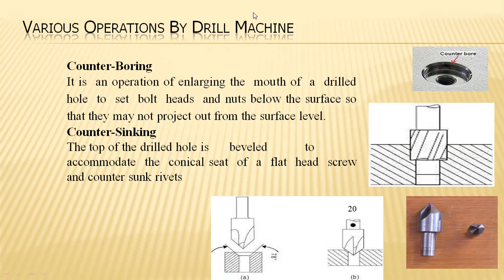Countersinking. At the top of the drill hole, it has a bevel-shaped structure which accommodates the conical seat for a flat head screw and the countersunk rivets, which is clearly visualized in the diagrams. During the MRR process, the material removed in the form of chips will be expelled by these hollow structures, and sunk with respect to the rivets over it.